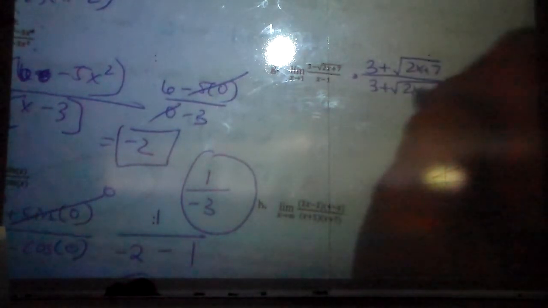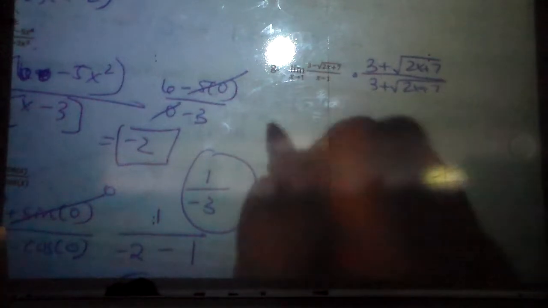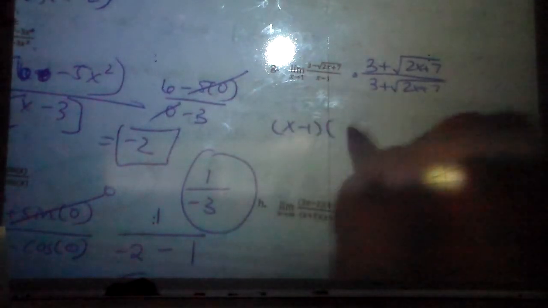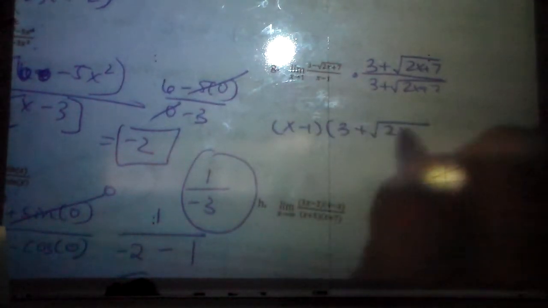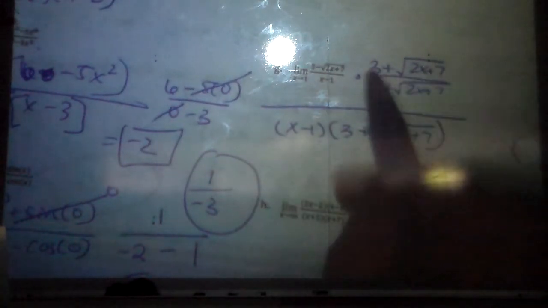Here, if I plug in 1, that's square root of 9. 3 minus 3 is 0. 1 minus 1 is 0, indeterminate. So I'm going to multiply top and bottom by the conjugate. Now the bottom, not much I can do with that. It's x minus 1 times what we just multiplied it by. But the top, I can multiply this.